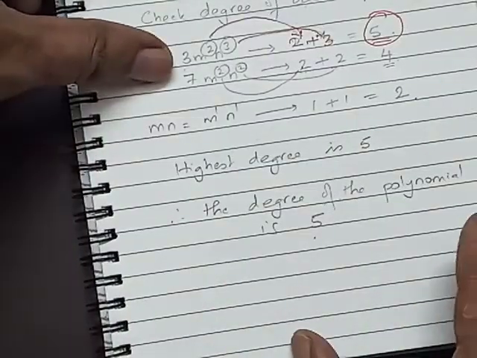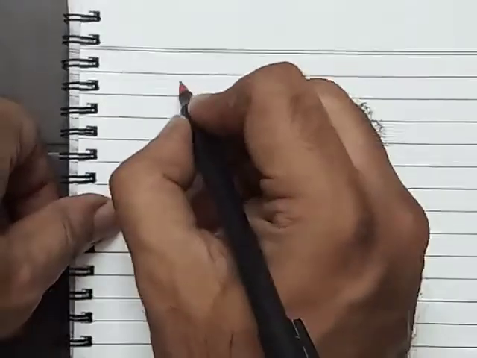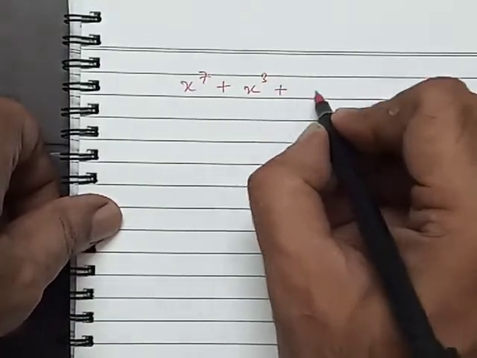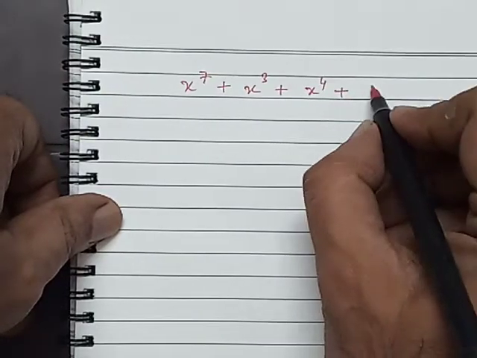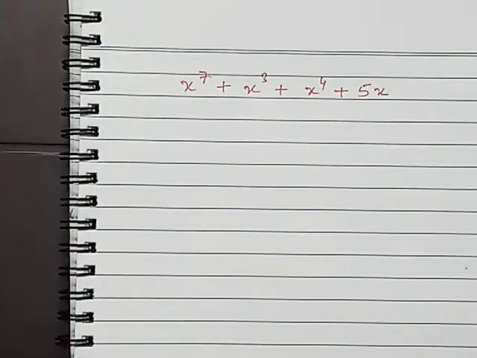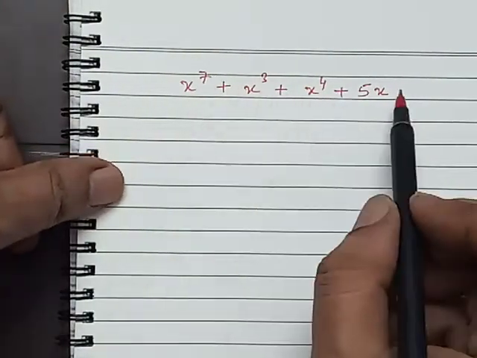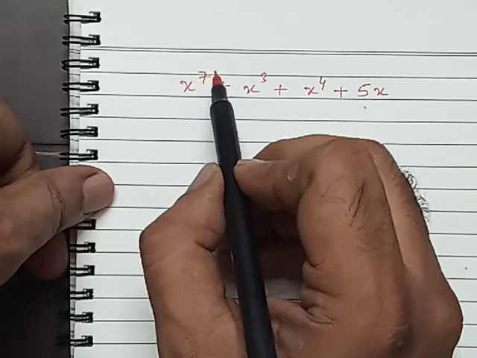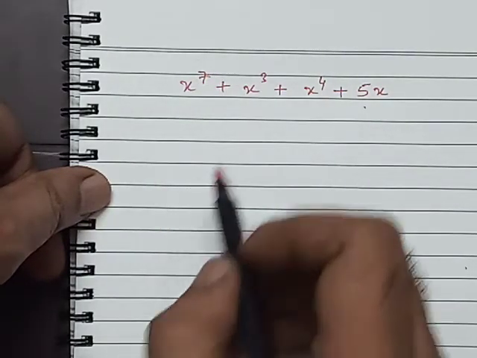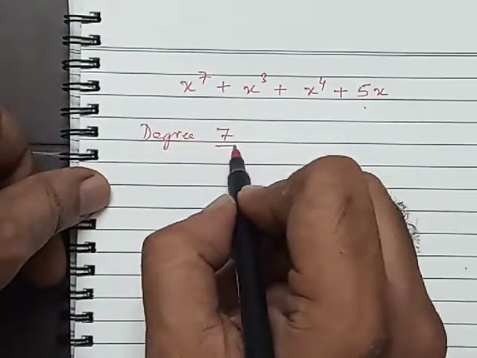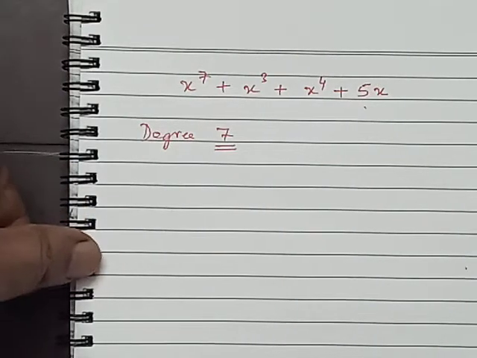Let's take some examples for us to understand. Suppose I have a polynomial which says x raised to 7 plus x raised to 3 plus x raised to 4 plus 5x. Okay, is this a polynomial? Yes, because all of these are whole numbers. I am not worried about whatever comes here. I am just worried about whatever comes in the index of the variable, which is the highest index that I have over here, 7. So degree is 7. The degree of this polynomial is 7.